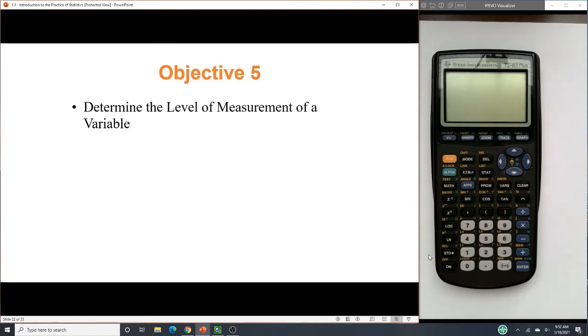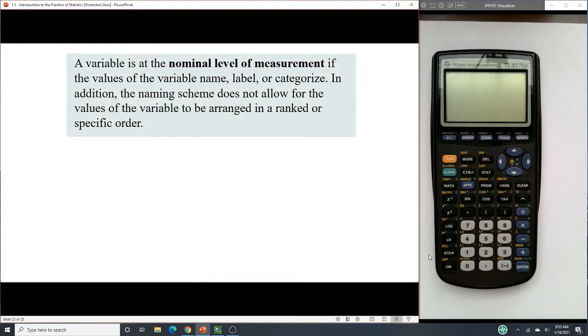All right, objective 5, level of measurement. So we have 4 different types of measurements when we're looking at a variable. So let's look at the different ways to describe them. The first way is nominal, and that means that we just can put a name to it. Again, the easiest one to think of here is male and female. So it doesn't follow anything else. It's just, hey, we can name these things.